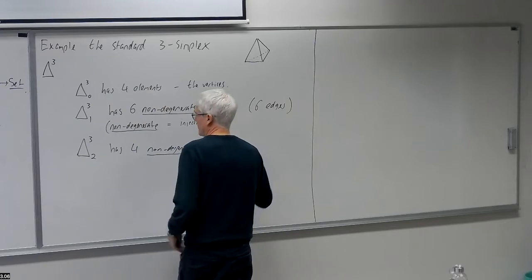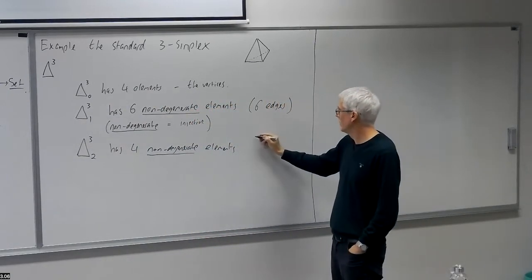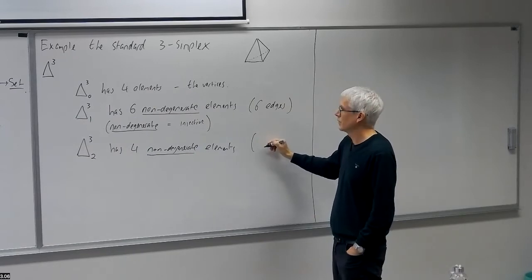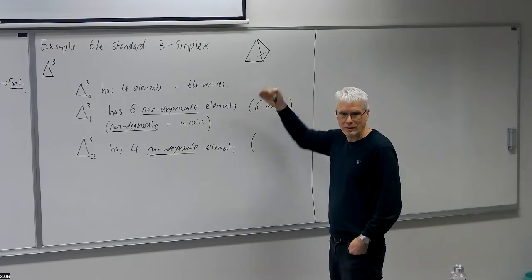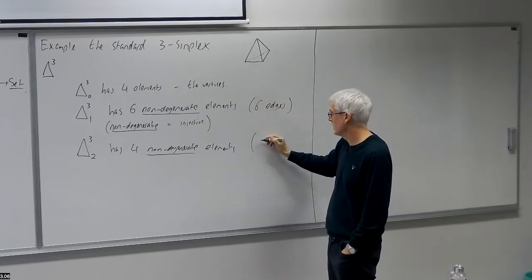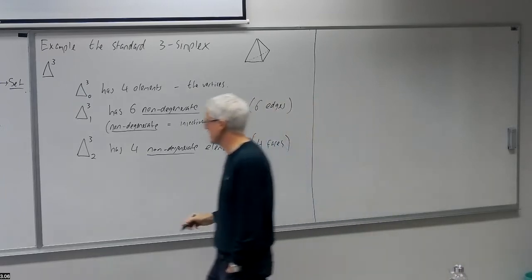Now there are quite a lot of degenerate elements, so I'm not going to bother to count them, because there are quite a lot of ways of identifying points if you're mapping 3 elements into a 4-element set. So anyway, you have non-degenerate elements in the 4 faces.